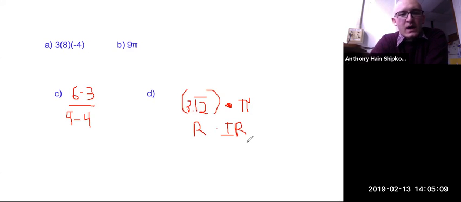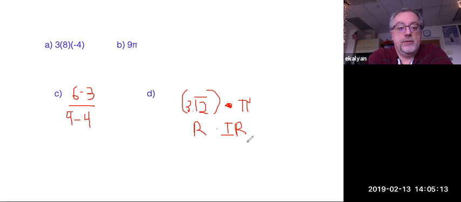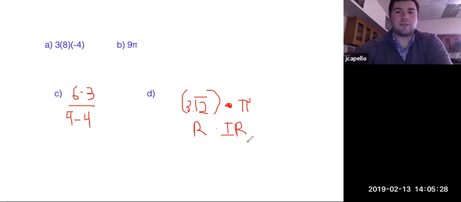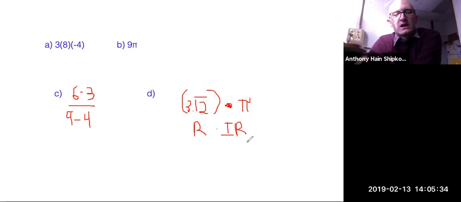Now, why? Ed, can you explain to us why A is rational? Because 3 times 8 is 24, and then you're going to multiply that by another whole number, so that's going to come out to be a whole number as well. So that's rational. Perfect. Jason, why is D irrational? You have a rational number multiplied with an irrational number like pi. So 9 rational, pi irrational makes an irrational number.